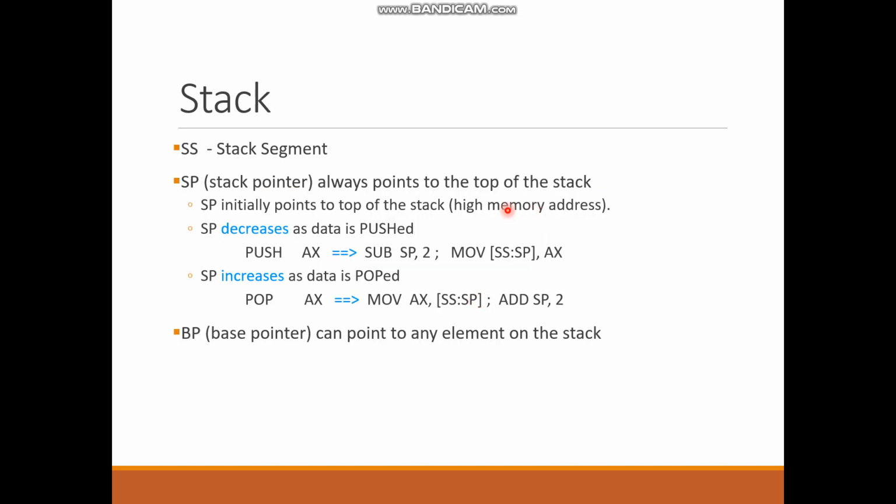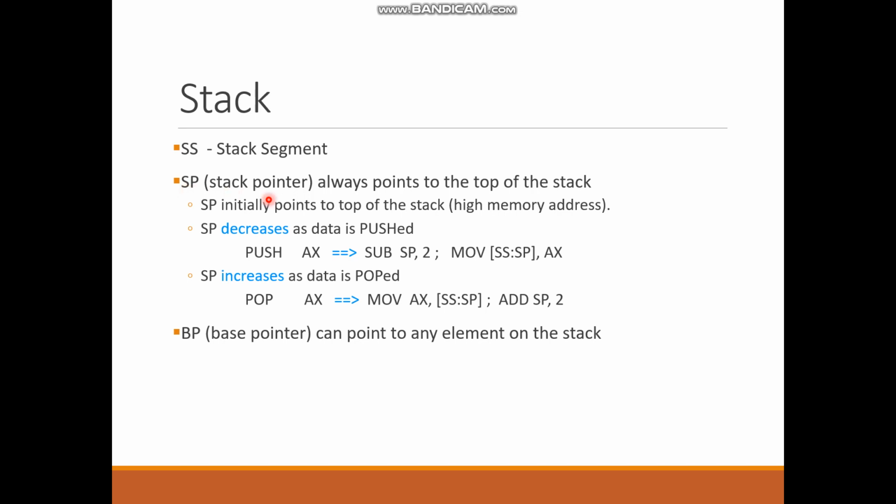So in order to access the stack, we need to use two registers. One of them is going to be the segment register, and we know that the segment register which is pointing to the stack is going to be the stack segment register, and that stack segment register points to the first memory location of the stack segment inside the RAM. And the stack pointer is going to be used as an offset in order to access the other memory locations belonging to the stack.